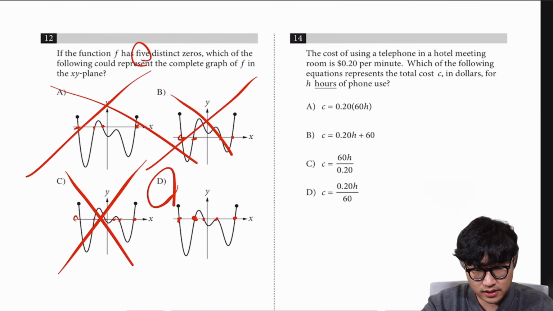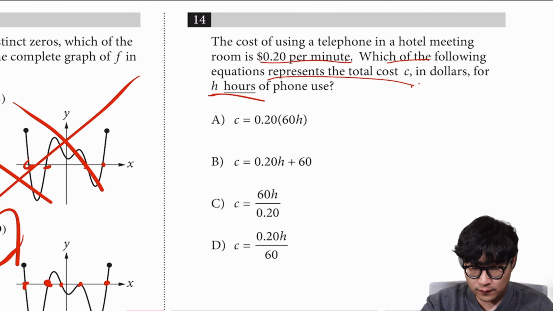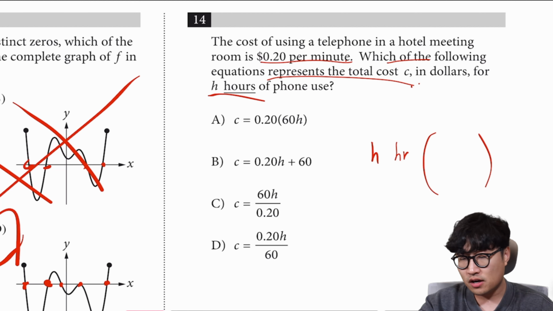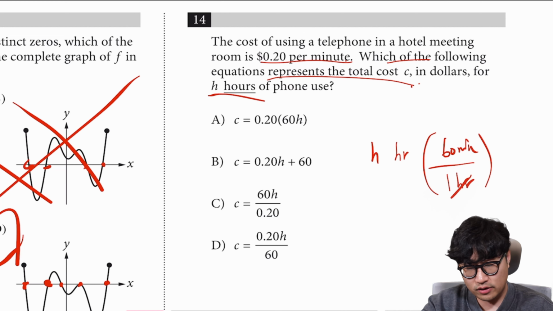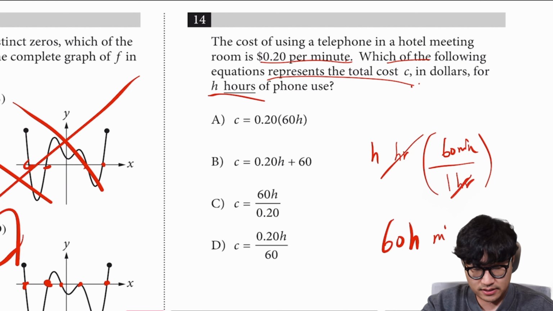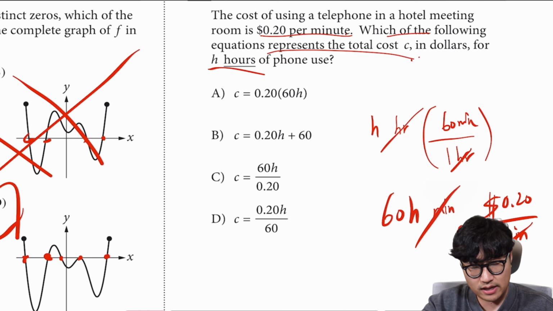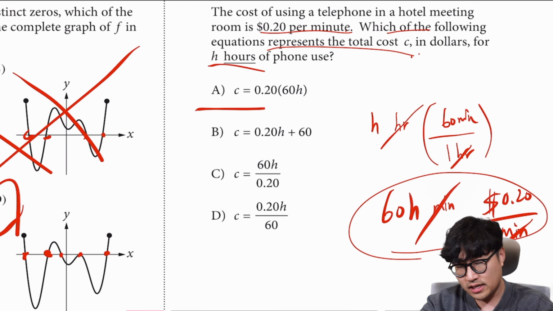All right, number 14, the cost of using a telephone, 0.2 per minute. Which of the following equations represents the total cost for h hours? Okay, so first of all, we need to turn h hours into minutes, because we're talking about 20 cents per minute. So 1 hour is equal to 60 minutes, and you can basically say 60h minutes. And then you have 20 cents per minute. So when you multiply that, the units cancel, and that's what gives you the dollar value. So something like 60h times 0.2, which is answer choice C.